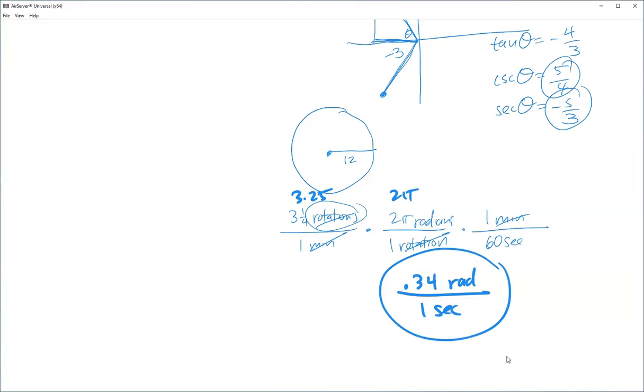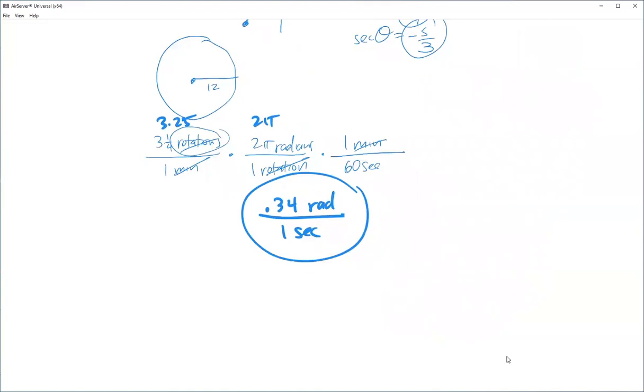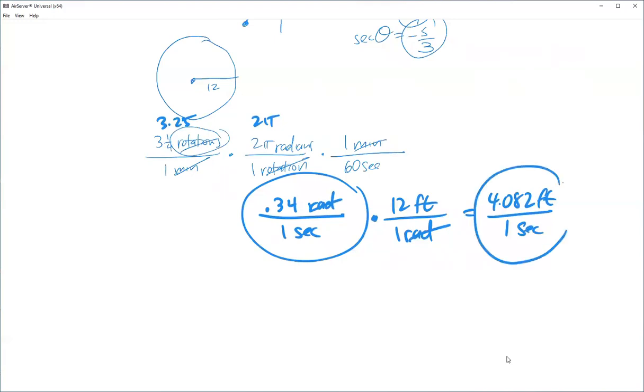Now we have the radius of 12 feet, so we multiply the angular speed times the radius to get the linear speed. So multiply this by 12 feet. Remember, it's 12 feet over 1 radian, so the radians cancel out. It would be 0.34 times 12, which is 4.082 feet per second. And that is your answer.